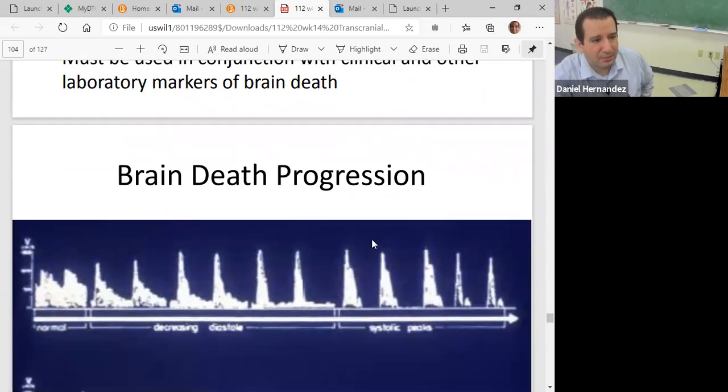So this is just an example of our spectral tracing showing the progression of brain death. Our normal spectral tracing that we'd expect for an intracranial vessel is a nice low resistance waveform. And as brain death progresses, we get less and less diastolic flow and a higher resistive index, until we completely lose the diastolic flow component and we have just a systolic phase. It becomes higher and higher resistance.